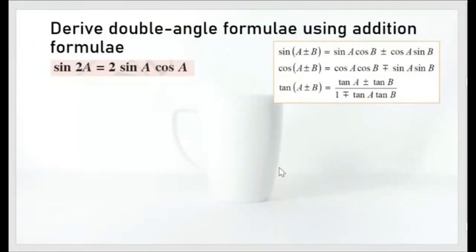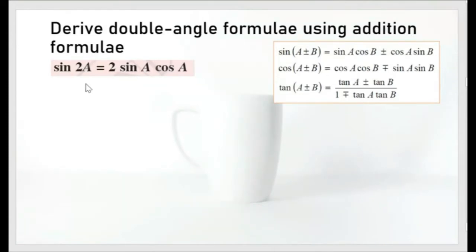Okay, so we start by deriving the double angle formula using the addition formula. We learned about the addition formula in the last lesson yesterday. This is sine A plus or minus B, cos A plus or minus B, and tangent A plus or minus B. So this is the first double angle. We have three different double angle formulas. The first one is sine 2A, the second is cos 2A, and the third one is tangent 2A.